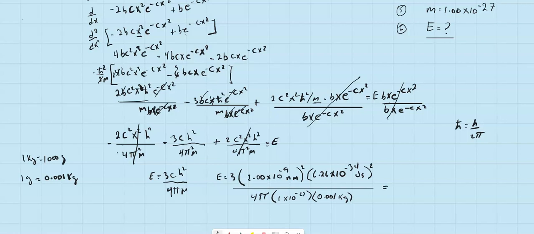So let me enter this into my computer. My energy should be equal to 6.672 times 10 to the negative 20 joules. And remember, you got meters, seconds, kilograms. Dimensional analysis, that's for joules.